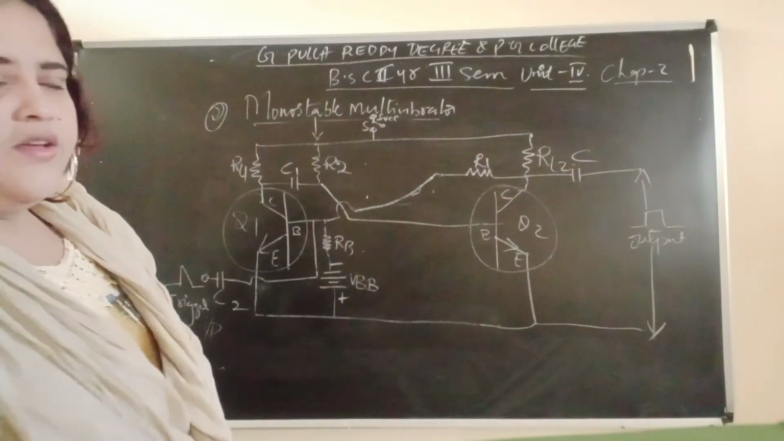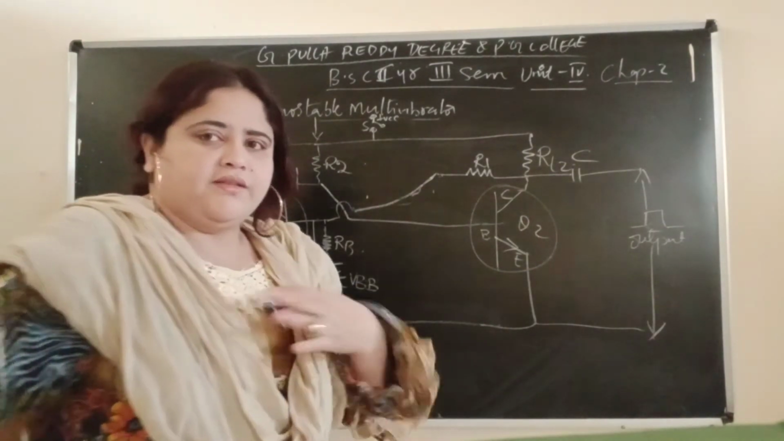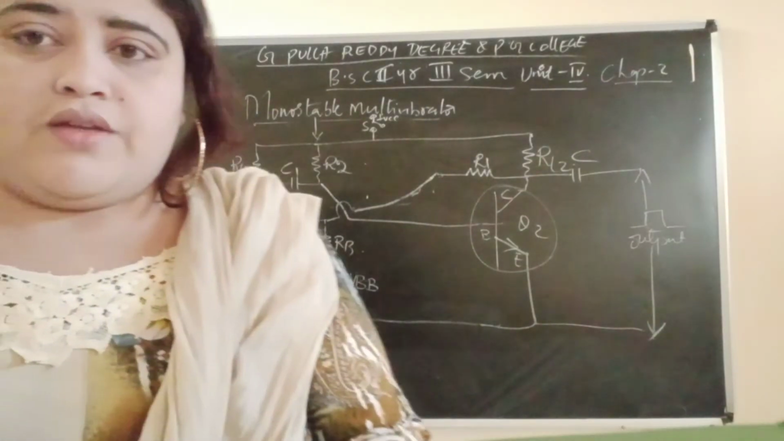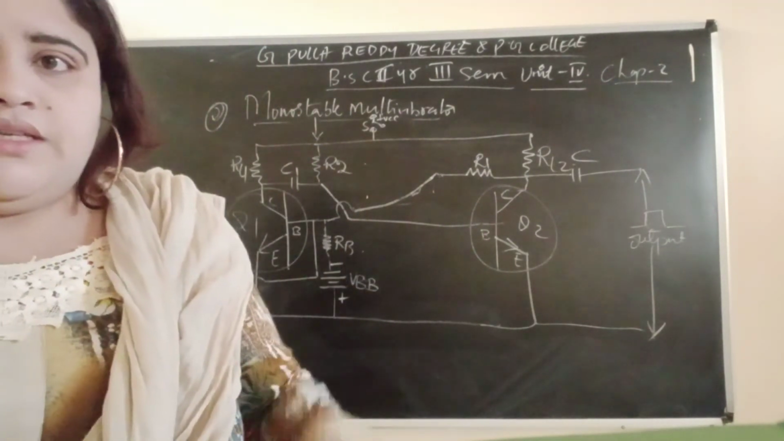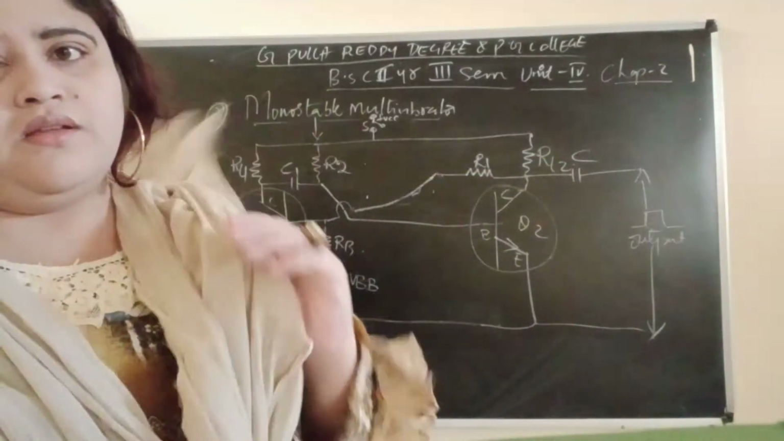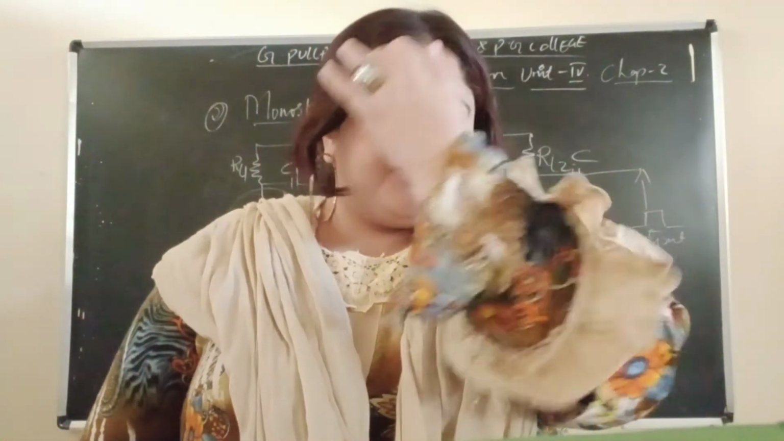The output here will be in the form of either a positive pulse or a negative pulse, not in the form of a square wave, because here we will not calculate the frequency. Simply we will calculate the time period. Okay.